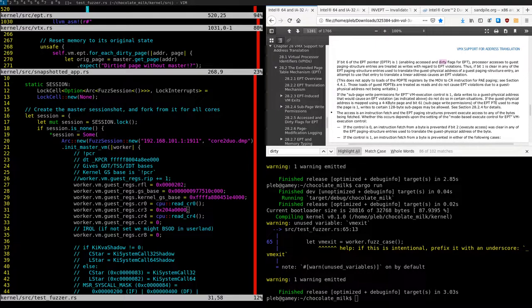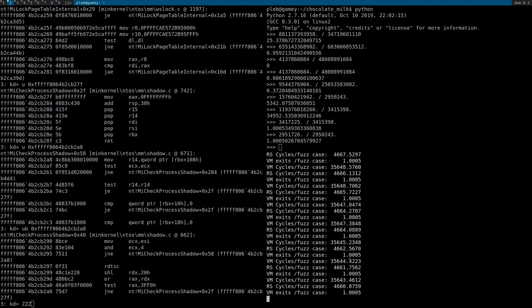Are you just using printing as a debug method or for breakpoint as well? Just for debugging. Trying to figure out where I'm losing this perf.